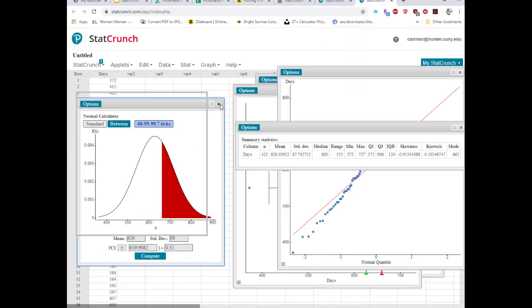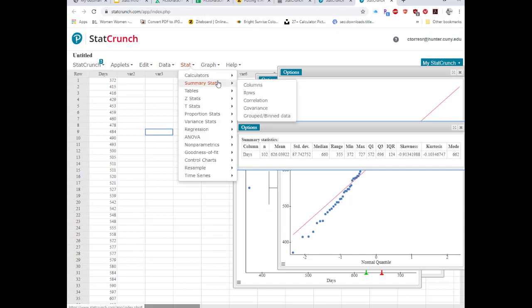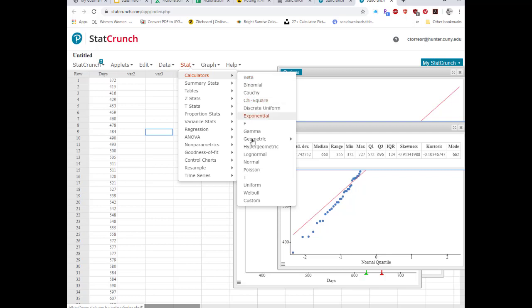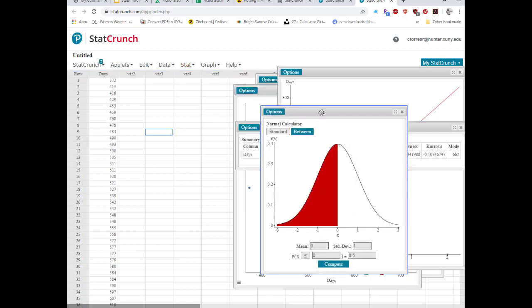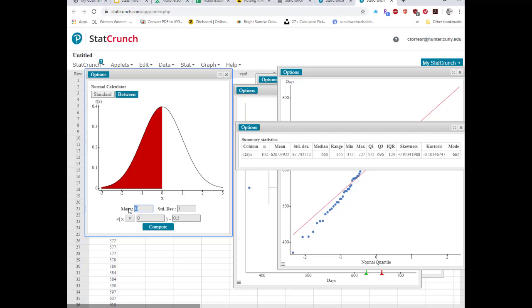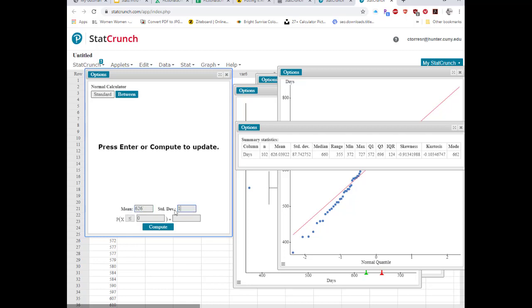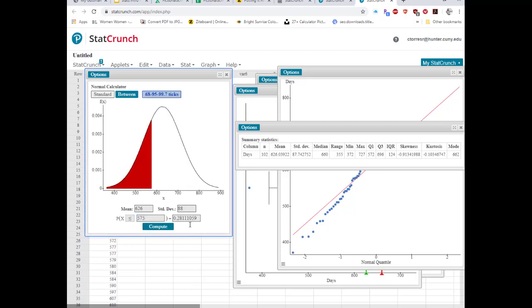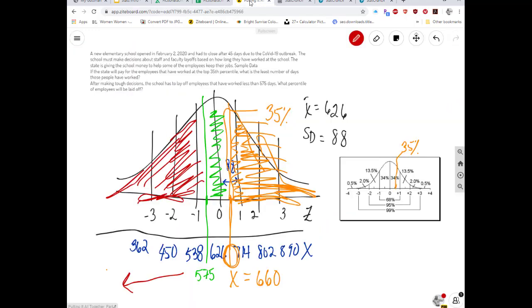Okay, so I'm going to close this out and open it again because, you know, I just like to be really careful. So go to calculators, go down to normal, and we're going to put in the same information. The mean is going to be 626. Standard deviation is going to be 88. If you're asked where she's getting this from, I'm getting this from here. And we're going to look for the proportion of people less than 575. Compute. So you notice, what is the proportion if X is less than or equal to 575? And it's 28%. So the bottom 28% of employees will not be able to stay on.